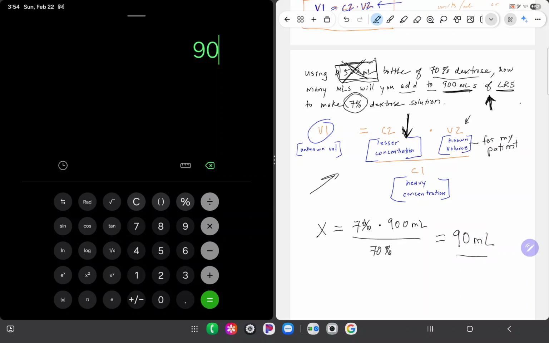So this has nothing to do with weight, and they are giving you 2 volumes at 500 mils up here, super annoying, but that has nothing to do with the equation. They're just telling you that sitting on your shelf is 500 mils worth of a heavy concentrated dextrose. All you care about is the volume that is for my patient. What is the volume my patient has left in their bag of fluids? That is what we care about.